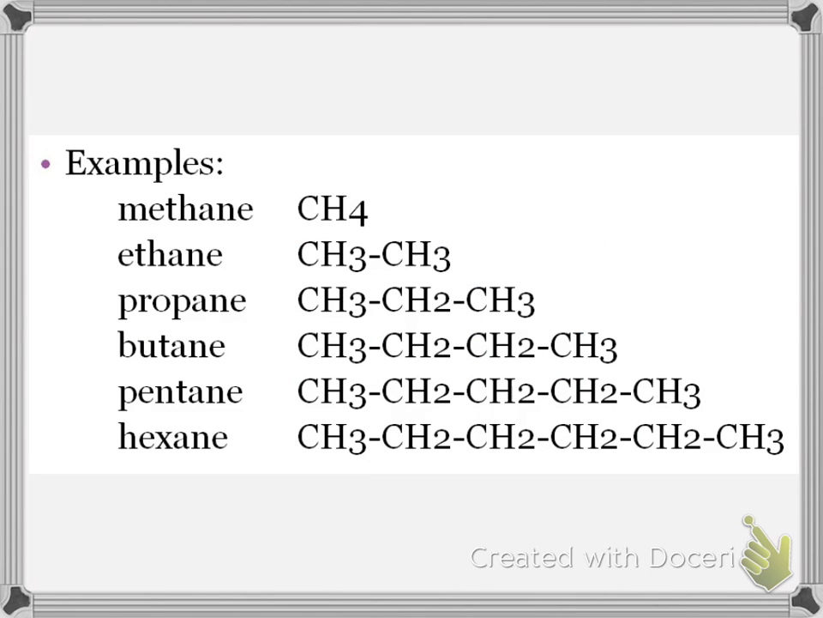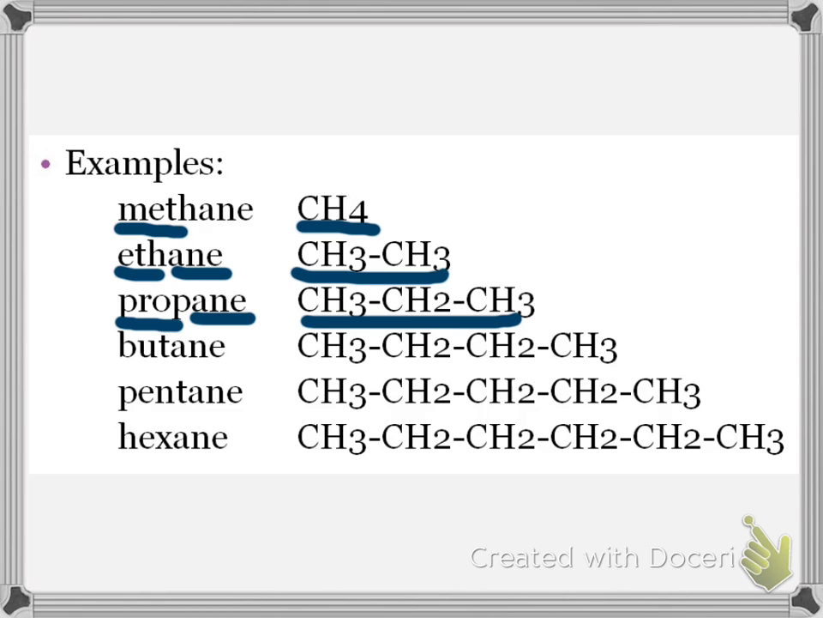For example, we have methane with one carbon atom, ethane with two carbon atoms and only single bonds present, propane with three carbon atoms and only single bonds present, butane with four carbon atoms, pentane with five, and hexane with six.